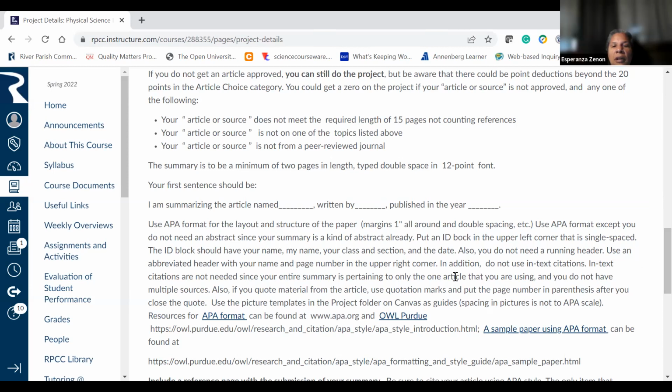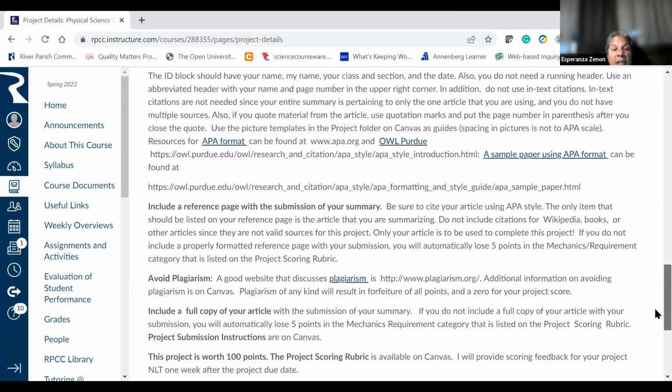So in a couple of weeks I'll come back to this, because my thinking is that in a couple of weeks you'll probably be getting to a point where you've read your articles maybe once, maybe you're on your second time reading through, and you might be ready to start writing your summary. And so I'll give some more guidance about it. But all of the information is here in the project details.